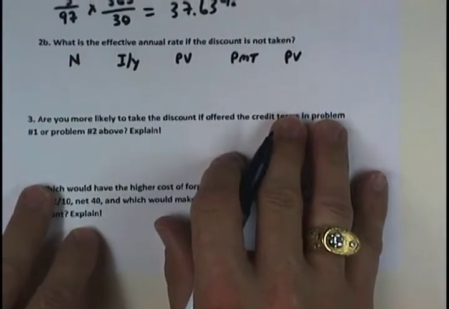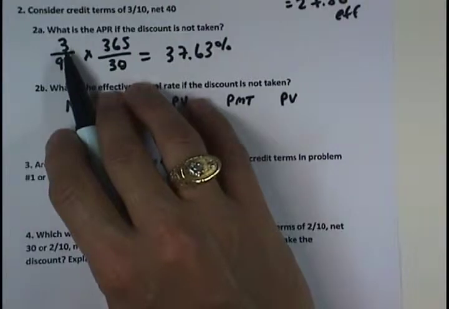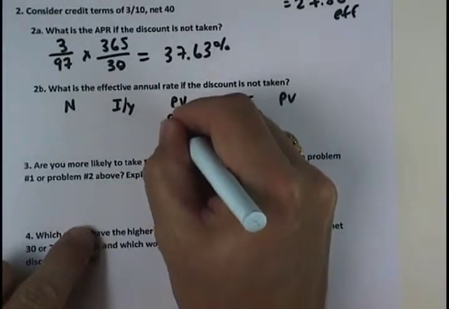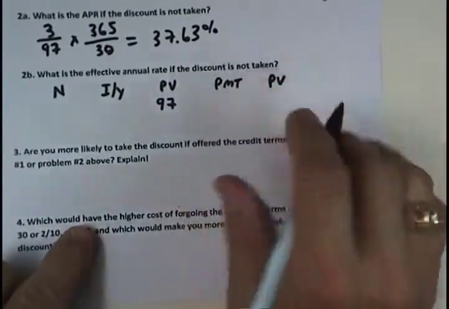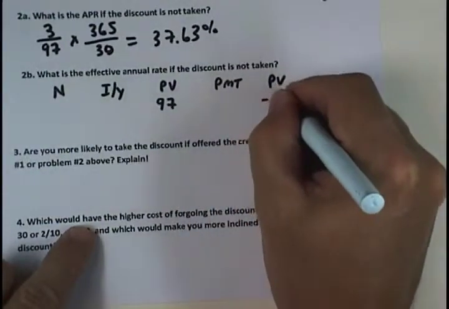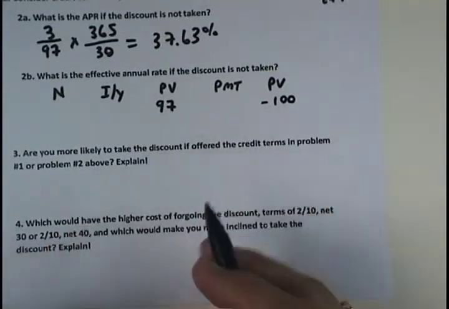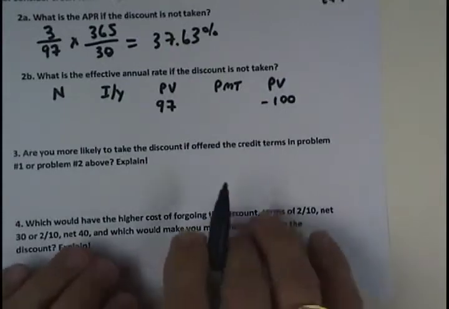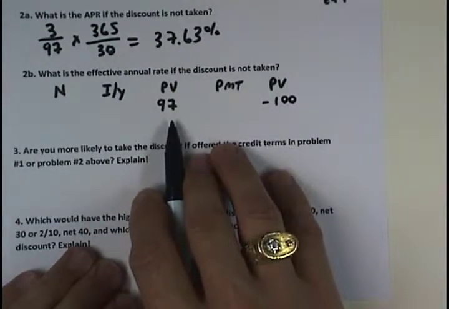If I don't take this discount, I'm going to pay 3% interest, okay? But on a timeline, I'm actually borrowing 97% of the invoice amount by not taking that discount, and then I'll have to repay 100% of the invoice amount. Again, the invoice amount is arbitrary. It could be $100, $1,000, $1 million, it doesn't matter. Just consider it $100 if you want to.